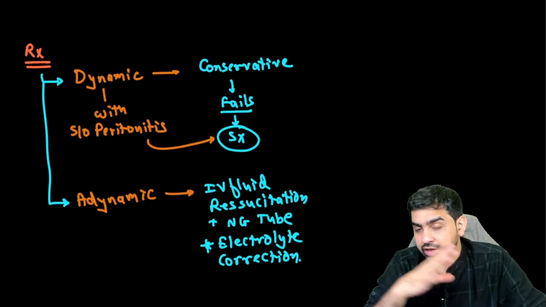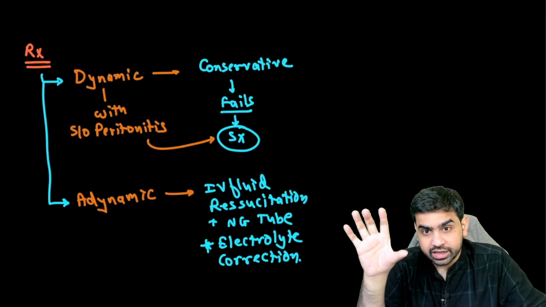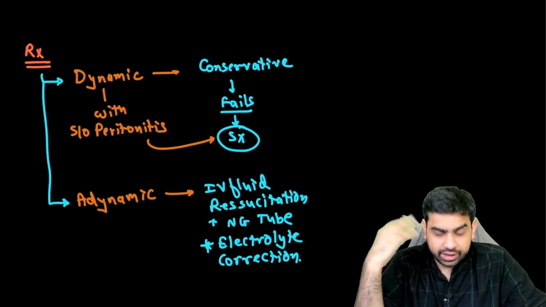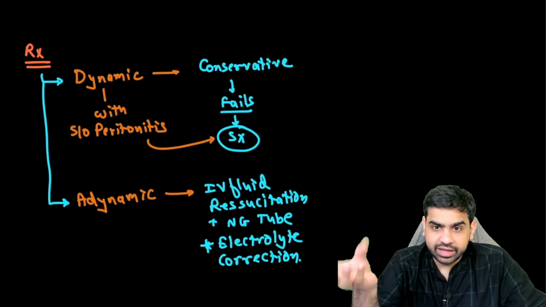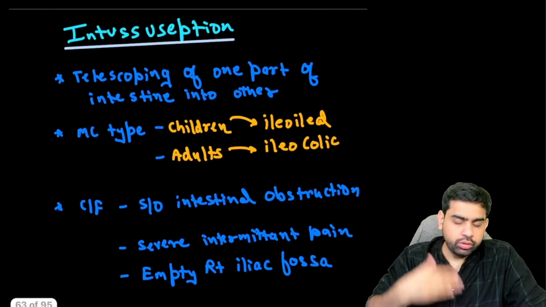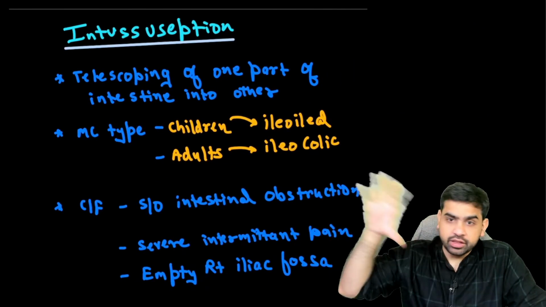Let's assume that in the transverse colon or the descending colon, if there is an obstruction, that basically becomes a closed loop obstruction, and in that the chance of necrosis, gangrene and perforation is much higher. That's why early surgery is needed in large bowel obstruction.